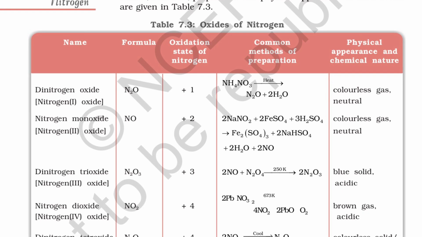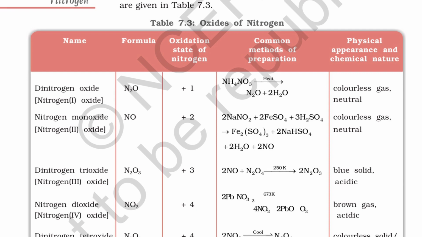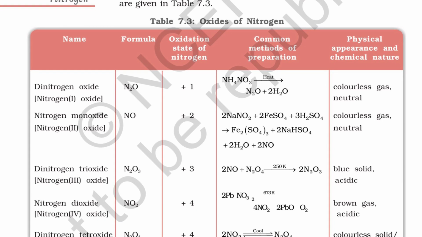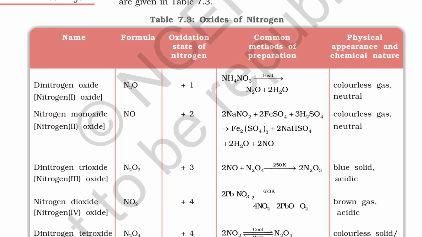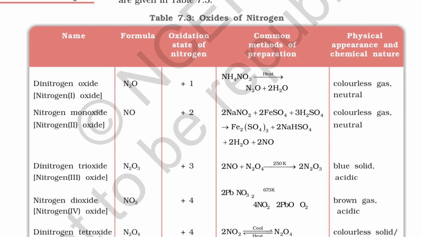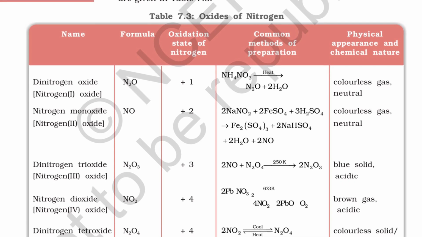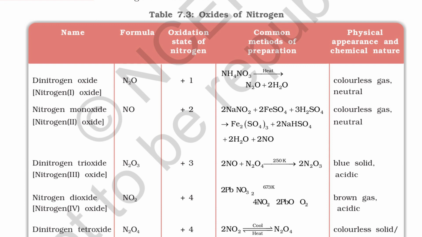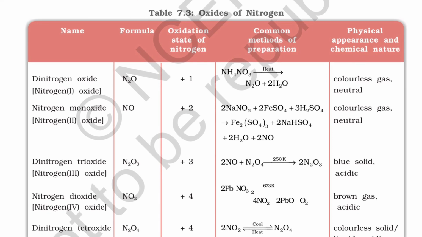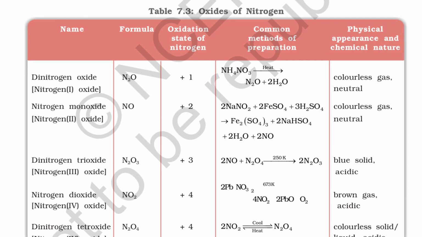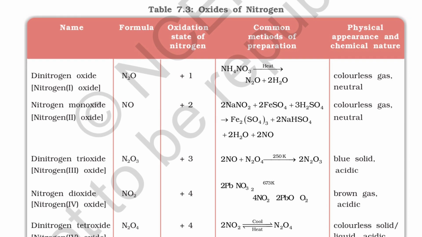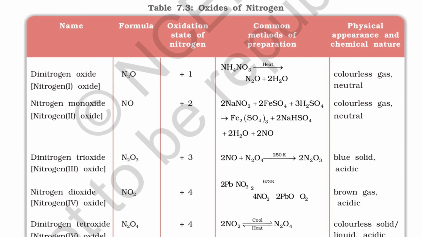Nitrogen monoxide, NO, oxidation state is +2. It can be prepared by treating NaNO2 with FeSO4 and sulfuric acid. Or you can use N2 plus O2 gives rise to 2NO at 2000 Kelvin temperature. It is a colorless gas and neutral. It is paramagnetic. N2O is diamagnetic.